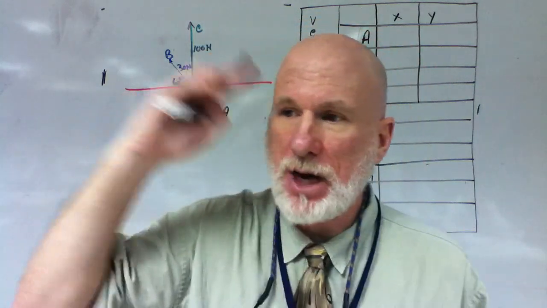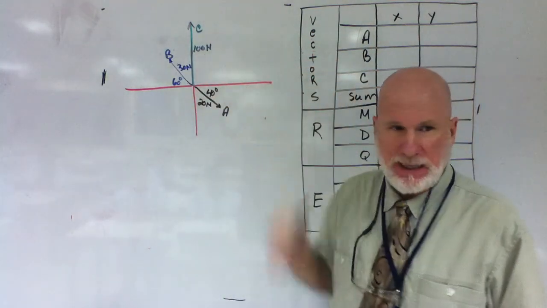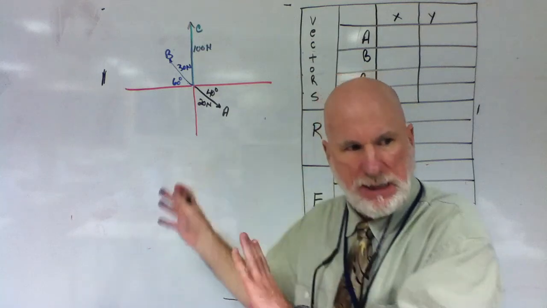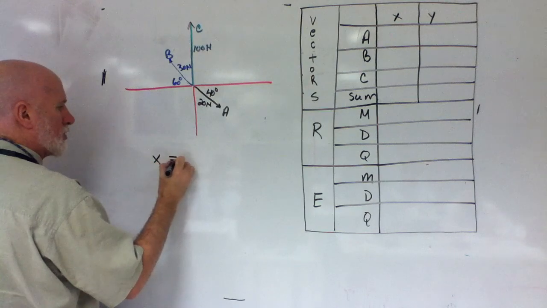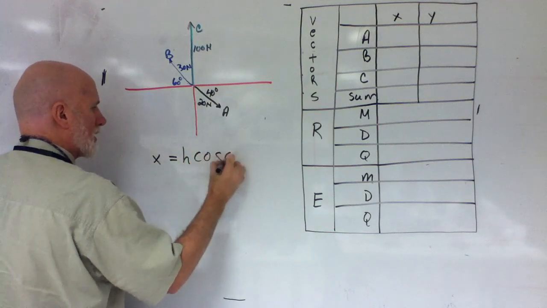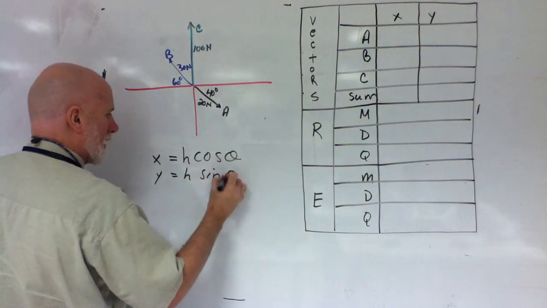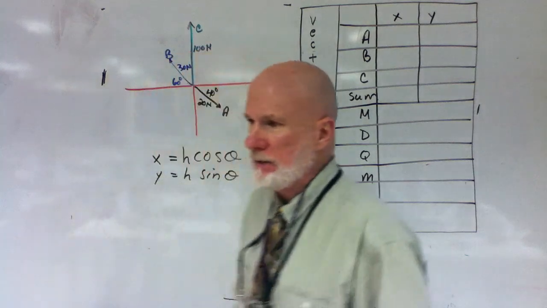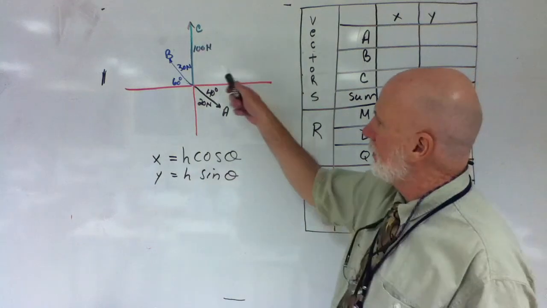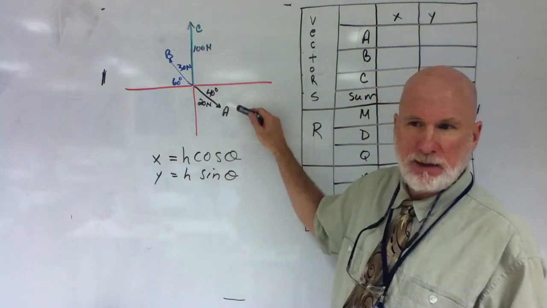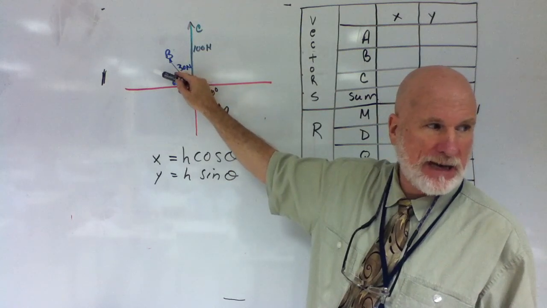Excellent. Okay, now, so remember, we want to reconcile this. A, B, and C, correct? Now remember, and I'll write the equations on the board. If we're going to find an x, it's going to be equal to h cosine theta. If we're going to find a y, it's going to be h sine theta. Correct? Yes? Easy? So I want you to tell me, and remember the signs. Remember, this is going to be positive, negative, right? And this will be negative, positive, right?